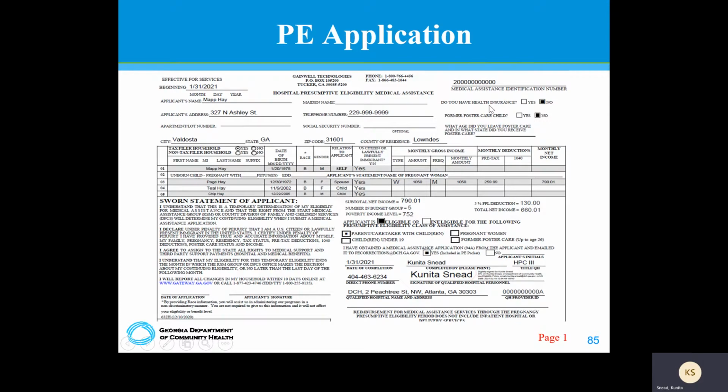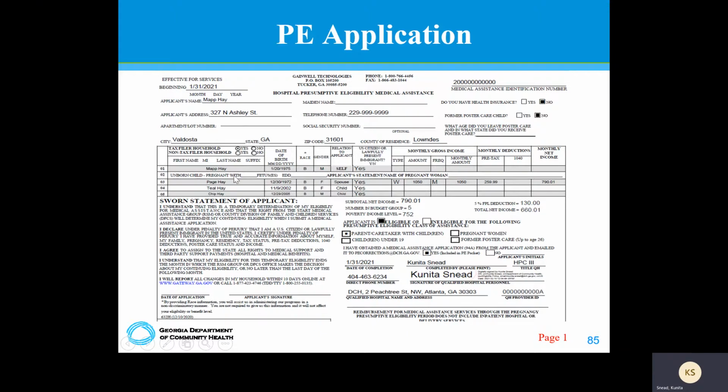No one had health insurance, and no one was in foster care. The wife and the husband were filing taxes jointly and claiming everybody. So that means that they're considered a tax filer household. So that's why I darkened in the circle for yes for tax filer household. Mr. Mapp's information goes on line 1.